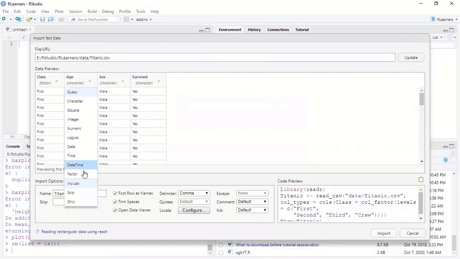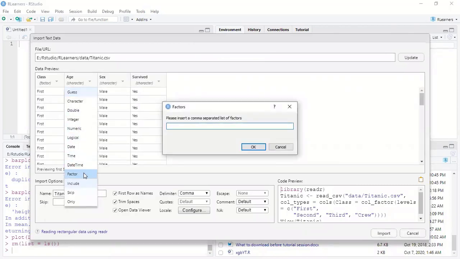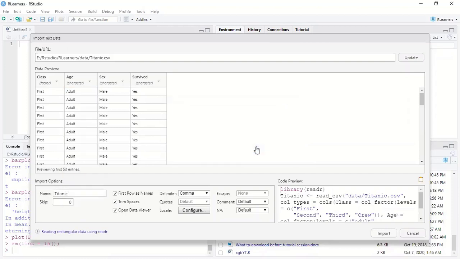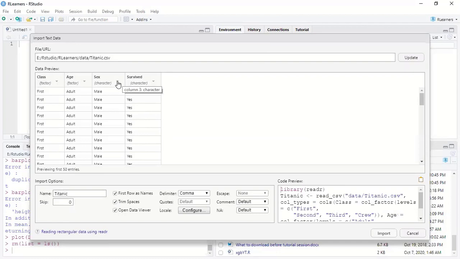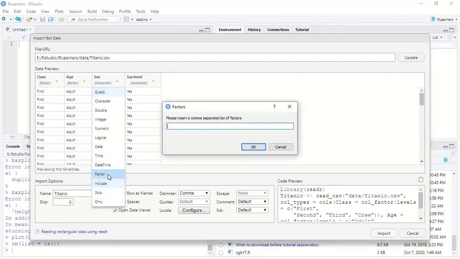When it comes to age, there were two factors. You are either an adult or a child. And then this is sex. You are either male or female.